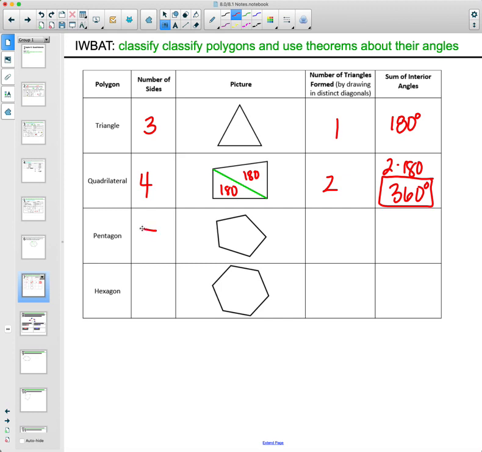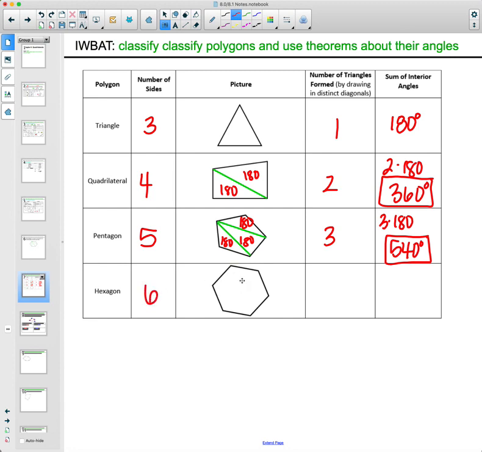Pentagon. How many sides does it have? 5. Draw in the diagonals from one vertex, and this would be a side. You'll notice that you have 1, 2, 3 triangles drawn here, each one having a sum of 180. So there are 3 triangles at 180. So the interior sum of a pentagon is 540.